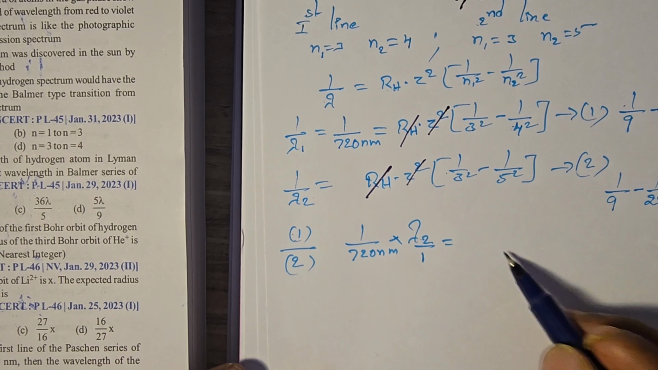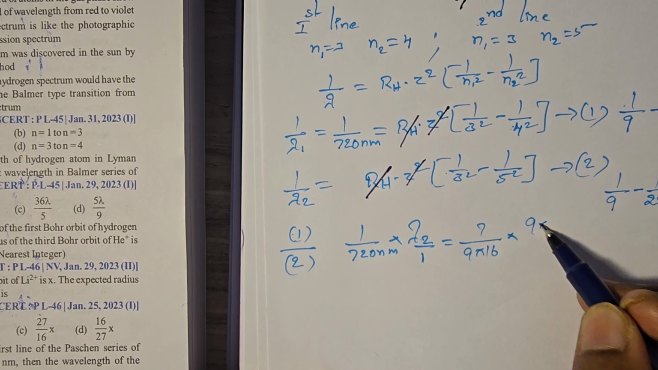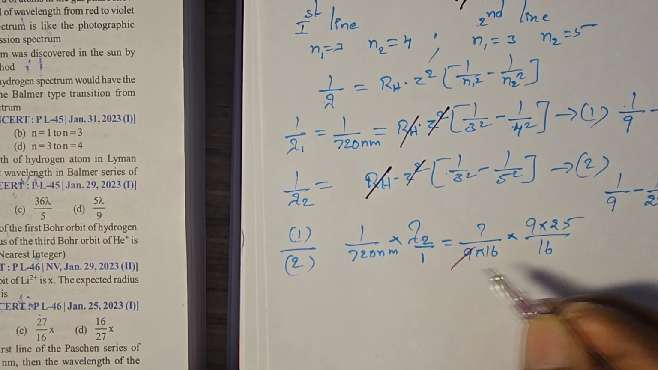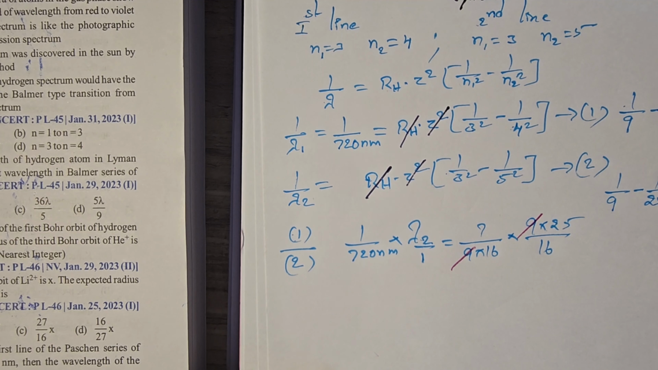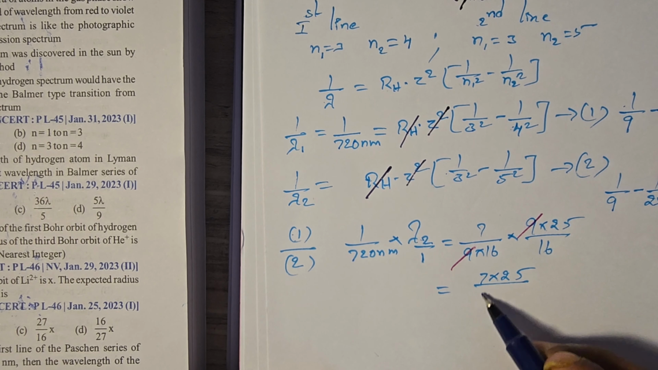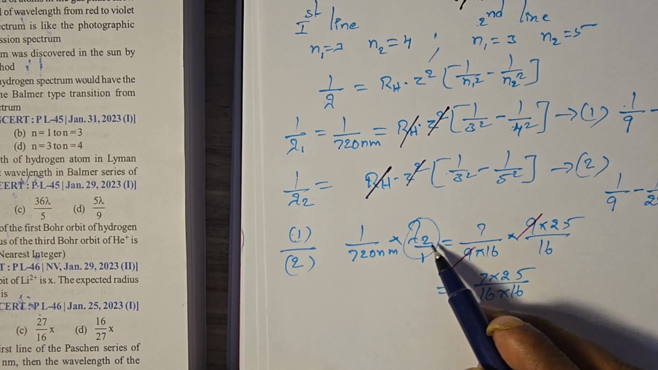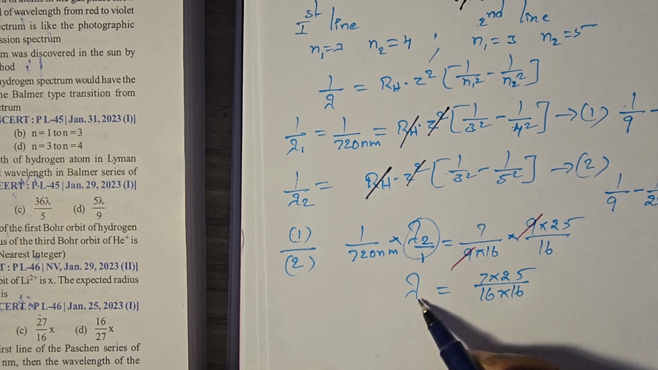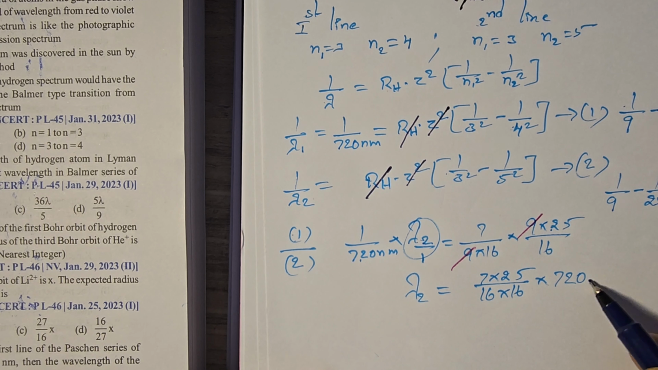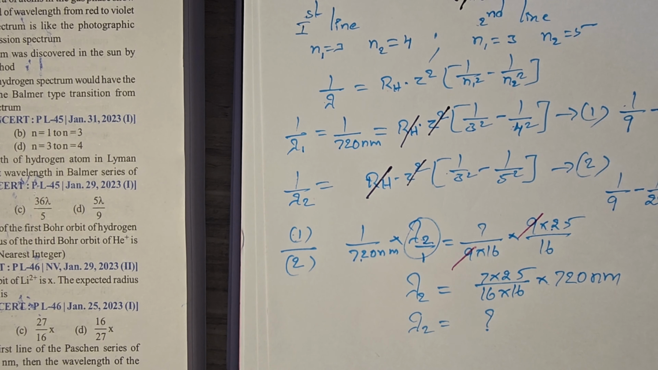So these values substituted here: 7 by (9 into 16) into (9 into 25) by 16. What are the common values here? 9 gets cancelled. So what is remaining? 7 into 25 by (16 into 16). Here we are asked for the lambda 2 value, the second line wavelength. So lambda 2 is equal to this value, moved to this side, into 720 nanometers. After simplifying that, how much value are you getting? That is the answer.